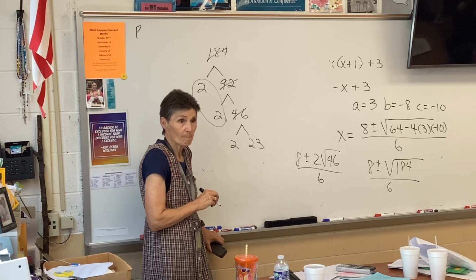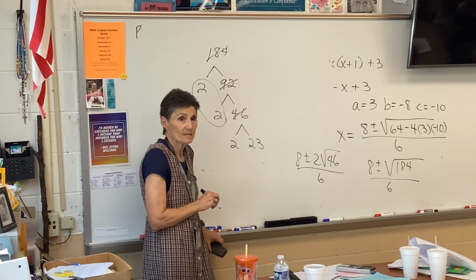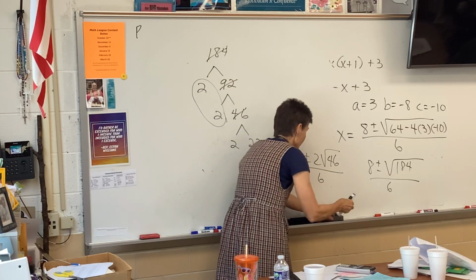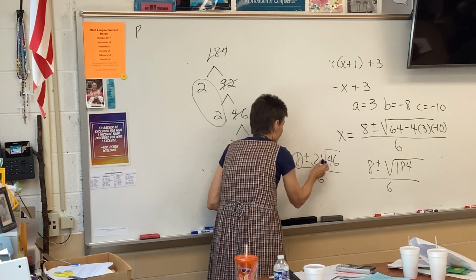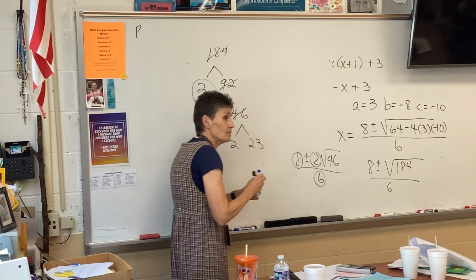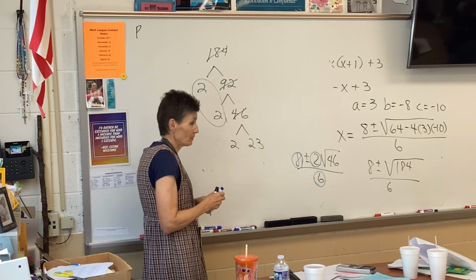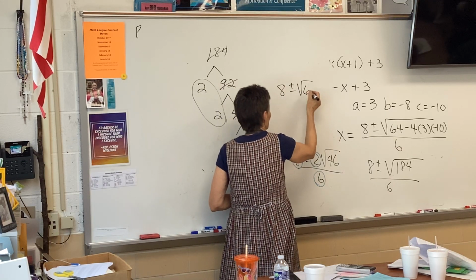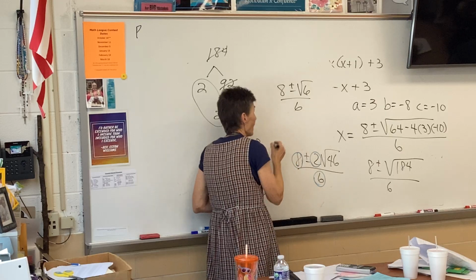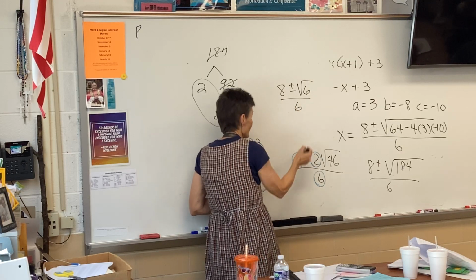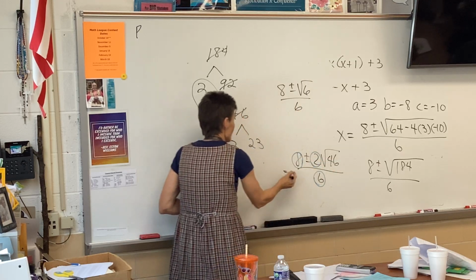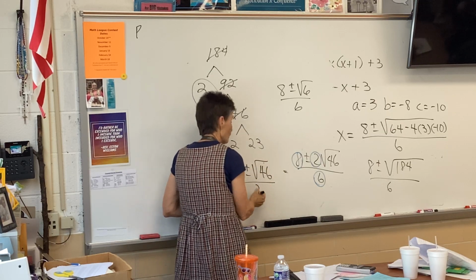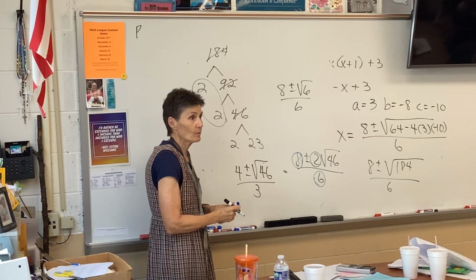And then magnificently, this reduces because all of these are divisible by 2. Remember, if all you had was this, you could not break it down. You have to have all 3 positions. So our final answer is 4 plus or minus root 46 over 3. That look okay?